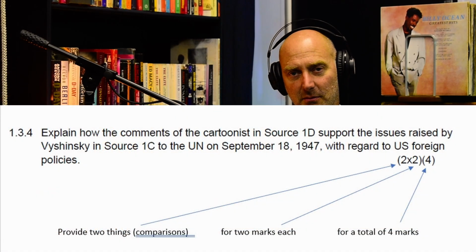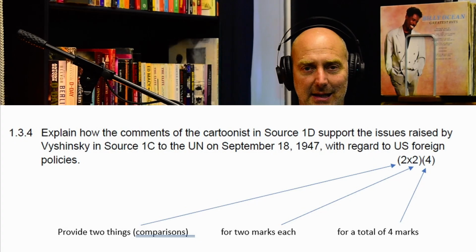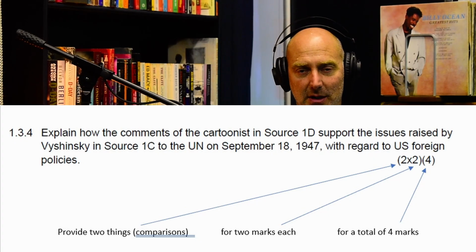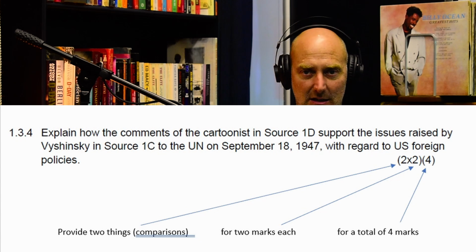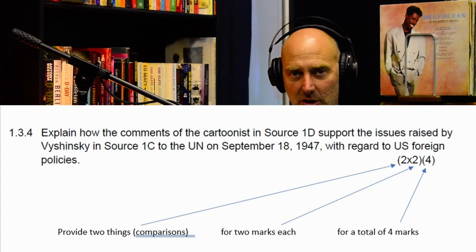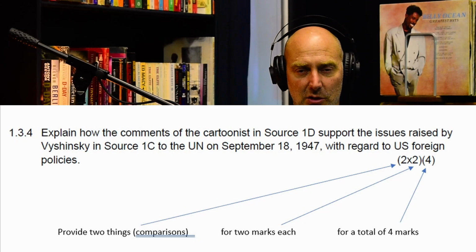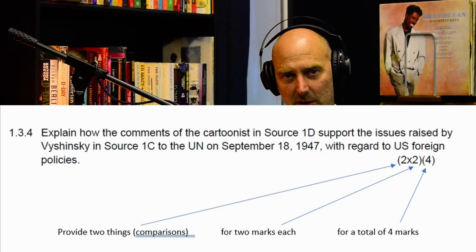So the first number in 1 times 2 or 2 times 2 is how many things you must provide, how many points you must make. The second number, in 2 times 2, is how many marks each thing is worth. So 2 times 2 would be make 2 points for 2 marks each.